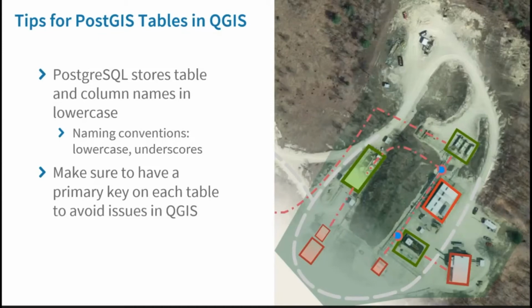So a couple tips for using PostGIS tables in QGIS. Postgres stores table and column names in lowercase. And so try to remember when you're naming your tables and your columns, use lowercase, and then you can use underscores to separate words. And then this is just good practice in general, but QGIS will sometimes have issues if you don't have a primary key on each table. So you want to make sure that you do have a primary key on each of your PostGIS tables.